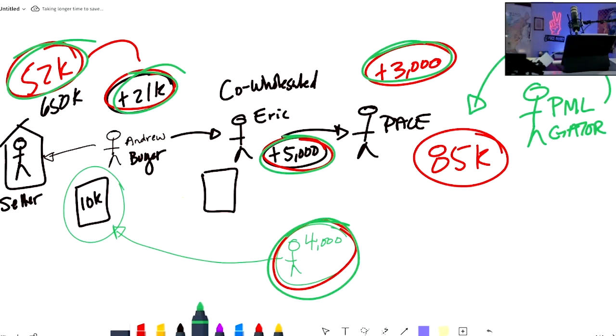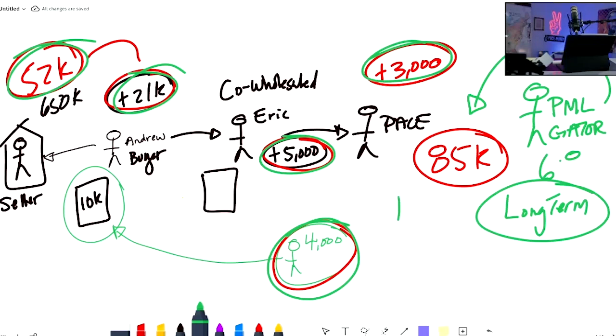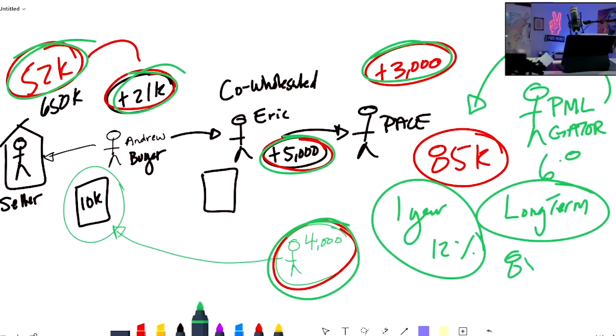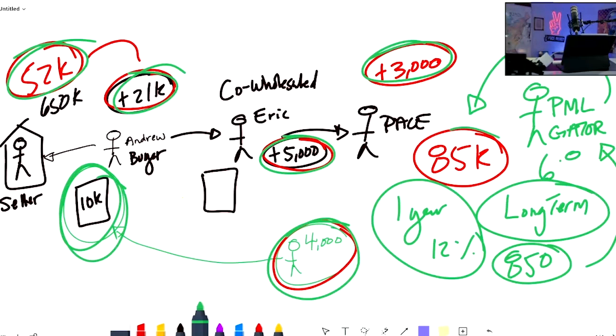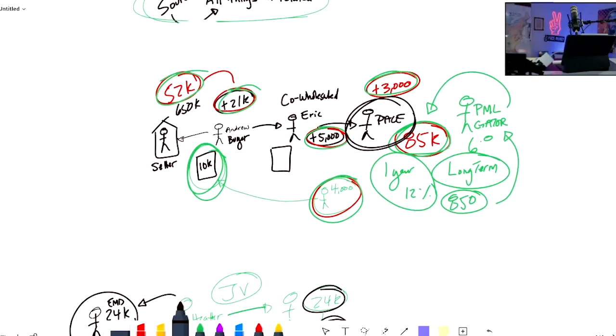Everything. This Gator is basically doing Gator 6.0, which is long-term. And so they're giving me a 1-year loan at 12% interest. So my payment on this is $850 a month this person's receiving. There's a Gator that made money here. And there's a Gator that made money on the back end more long-term. Let's say in 4 or 5 years, this buyer right here, what will I do in 4 or 5 years? Refinance. If I go to refinance, a Gator can help me with a refinance with Gator 2.0.